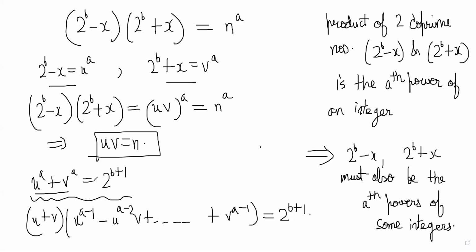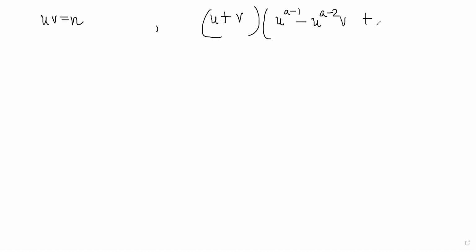So now what we can say here is the product of this and this expression is equal to 2^b + 1. I will just rewrite it a little bit. We have uv = n, and we have (u + v) multiplied by (u^(a-1) - u^(a-2)v + ... - uv^(a-2) + v^(a-1)) is equal to 2^b + 1, right?